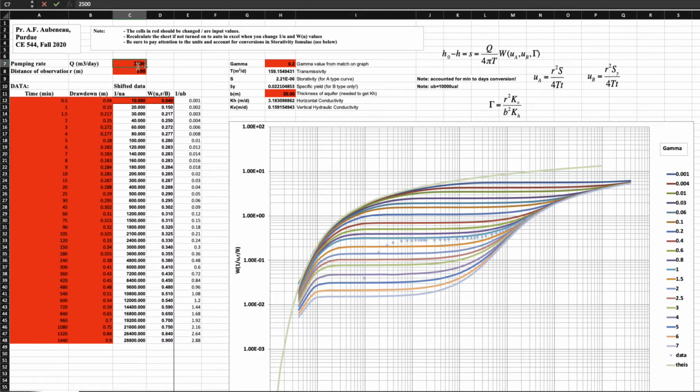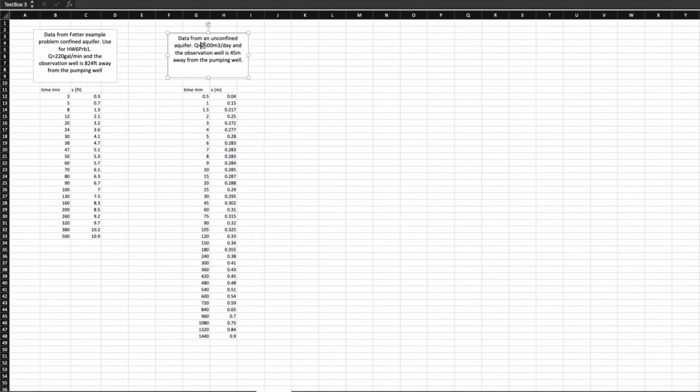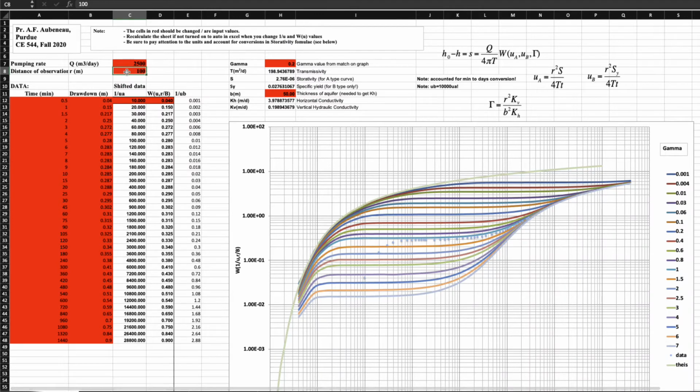We said Q was 2,500 cubic meters per day. Let's check this data. 2,500 cubic meters per day, and now we have R is 45 meters. Okay, so these are where we start. Again, this data now is on the right hand side here.